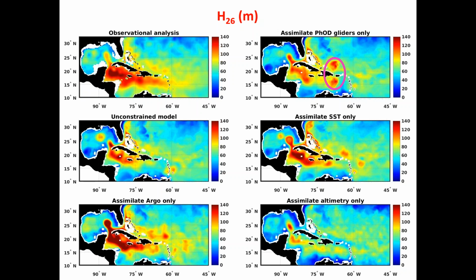Depth of the 26 degree isotherm, generally you reach the same conclusions here. Again, the PHOD gliders do quite a good job over a fairly substantial region to correct the 26 degree isotherm depth, since it was too shallow in the unconstrained model. Again, altimetry, although it puts the eddies in the right place, you don't get an accurate correction of the isotherm depth.